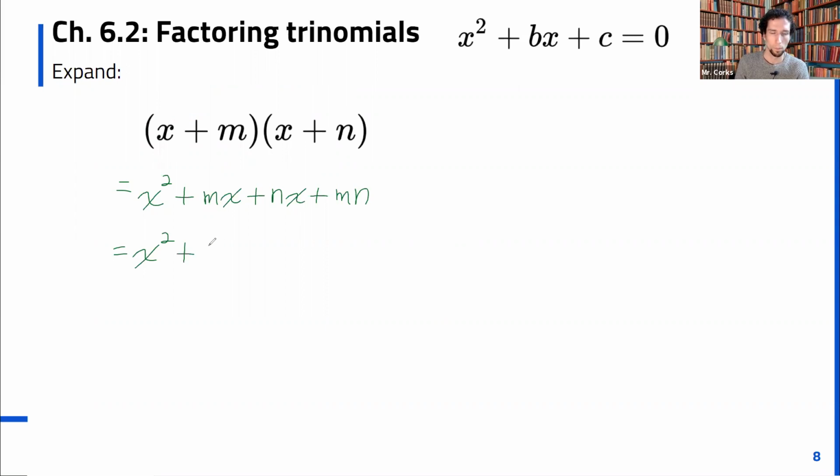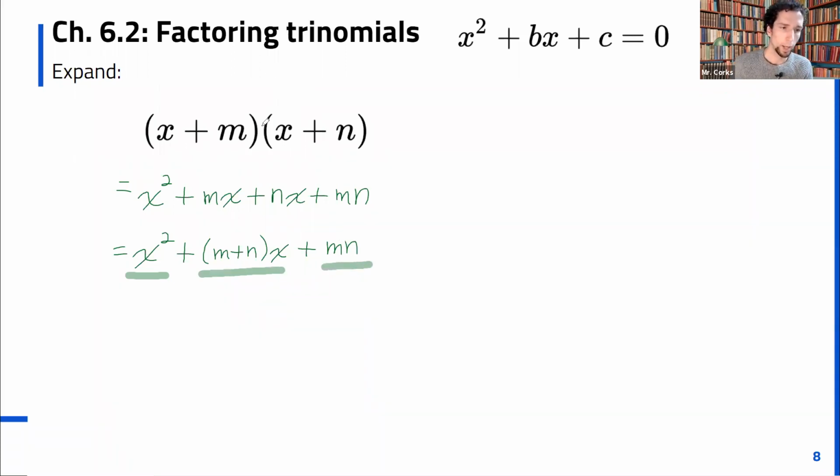x squared plus x times (m plus n) plus mn. Okay, m plus n times x, plus mn. So we can just factor out the x here. So an x squared term, an x term, and an mn term.